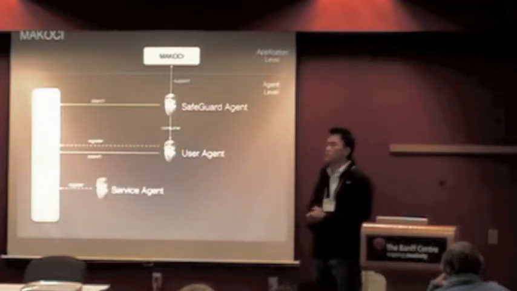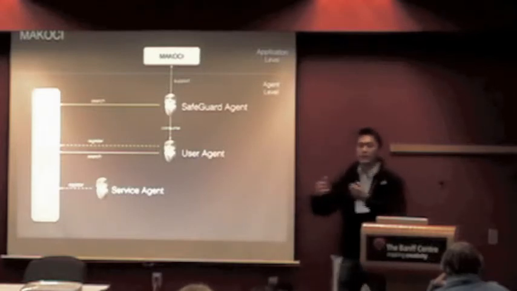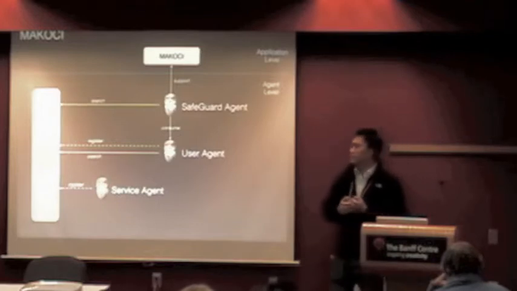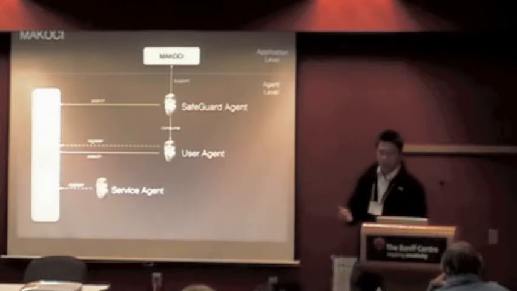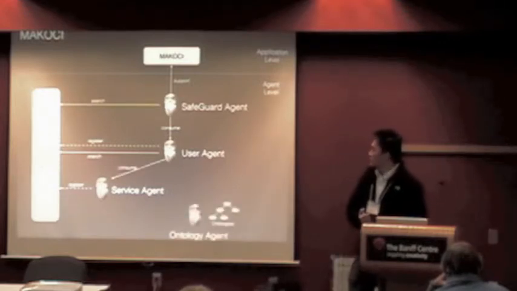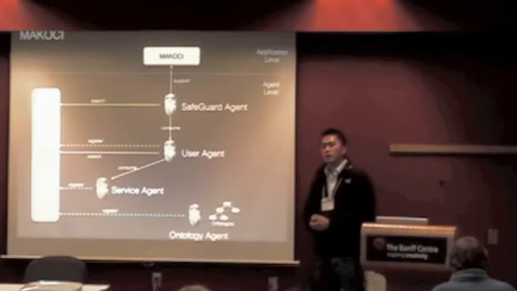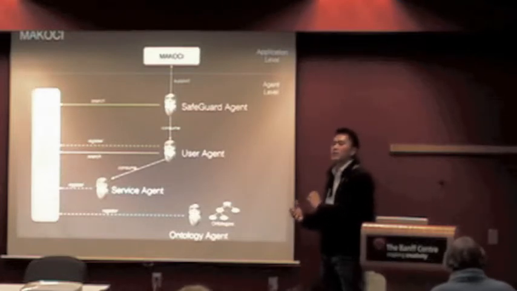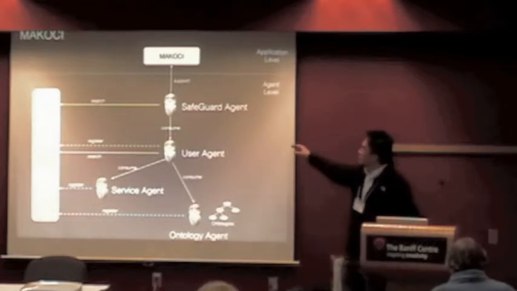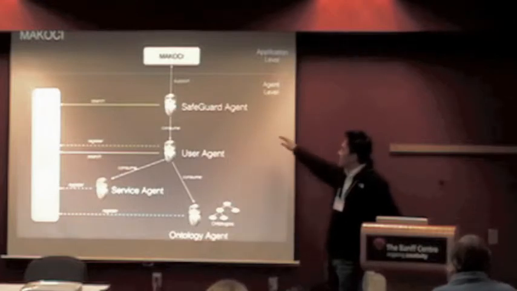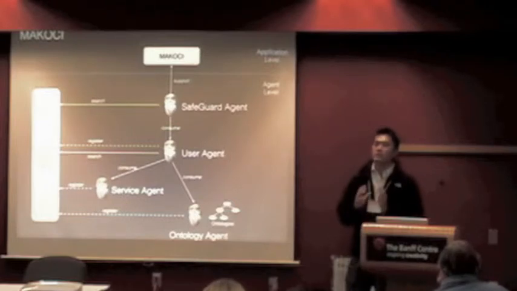The service agent's main job is to send a get capability request to the SOS service, and then get all the responses from SOS and show this information in the macOS. And this is the main job for the service agent. The other one is the ontology agent. The ontology agent will get all the information in the ontology and show the concepts or the relationships in the macOS web portal. So we adopt several different kinds of agents: the safeguard agent, user agent, service agent, and ontology agent, to build out the macOS web portal.